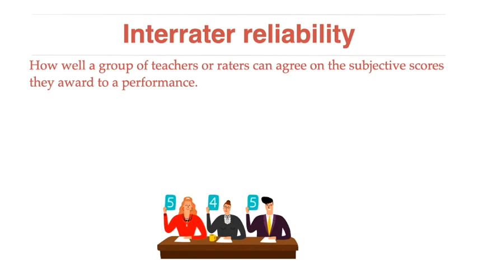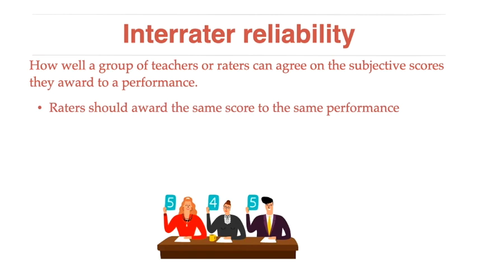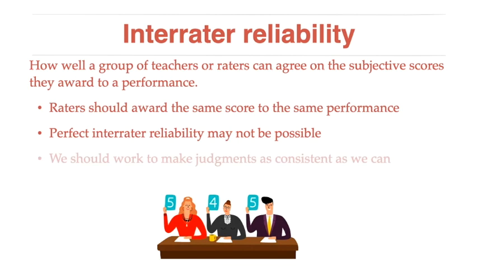Inter-rater reliability refers to how well a group of teachers or raters can agree on the subjective scores they award to a performance. Ideally, raters should award the same score to the same performance. However, perfect inter-rater reliability may not be possible. Instead, we should work to make judgments as consistent as we can.